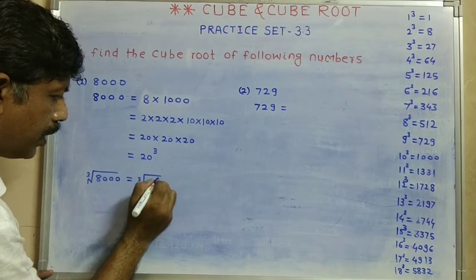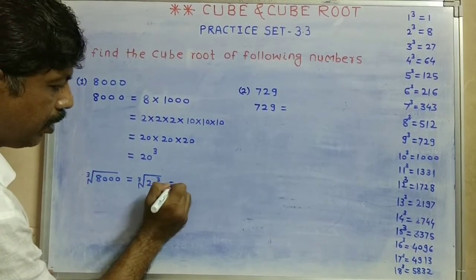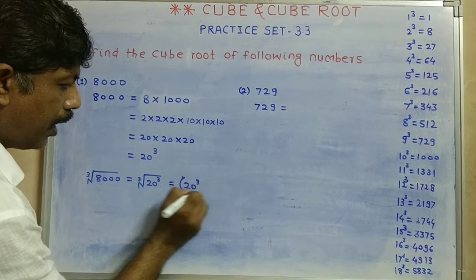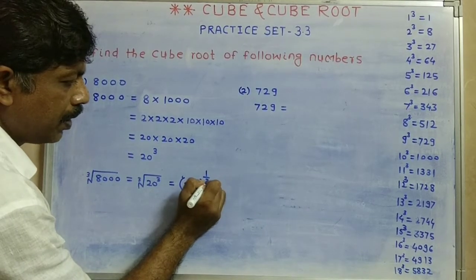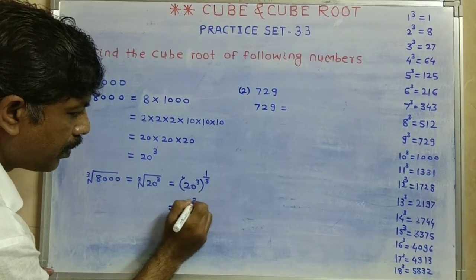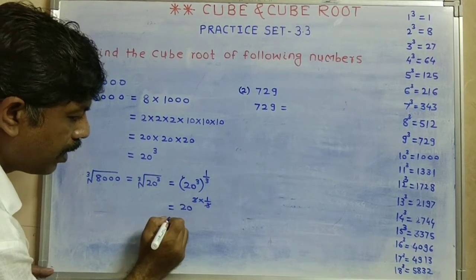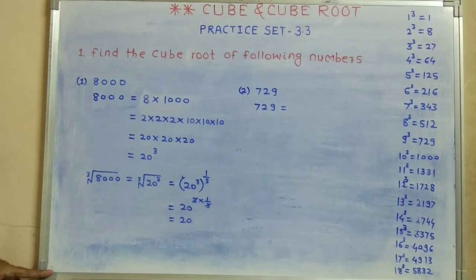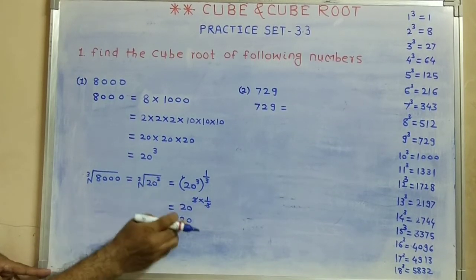That is, 8000 means 20 cube. What is the meaning of this? The meaning of this is that 20 cube as it is, and cube root means 1 upon 3, and we know that 20 to the power 3 multiplied by 1 upon 3, 3 is the answer. You will get the value equal to how much? 20. You can directly also write down that the cube root of 20 cube will be equal to 20.